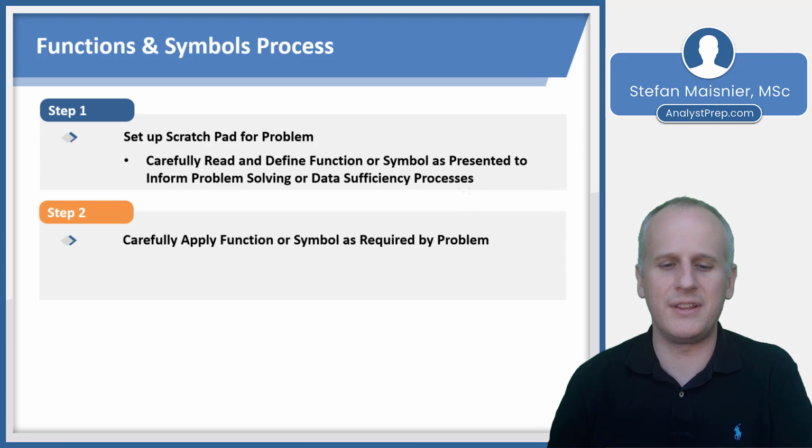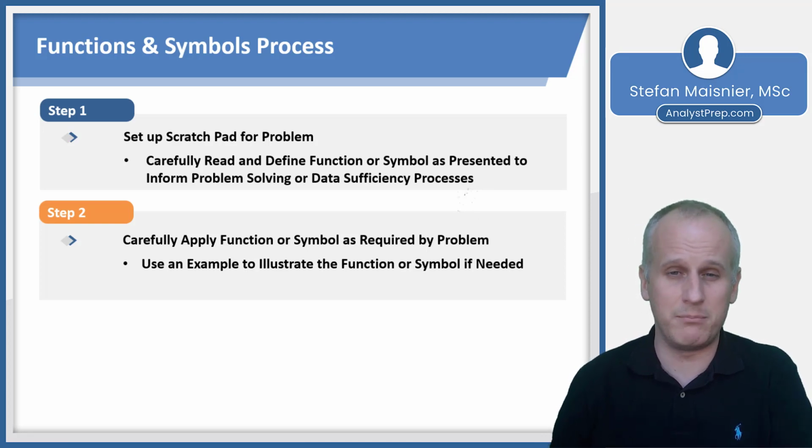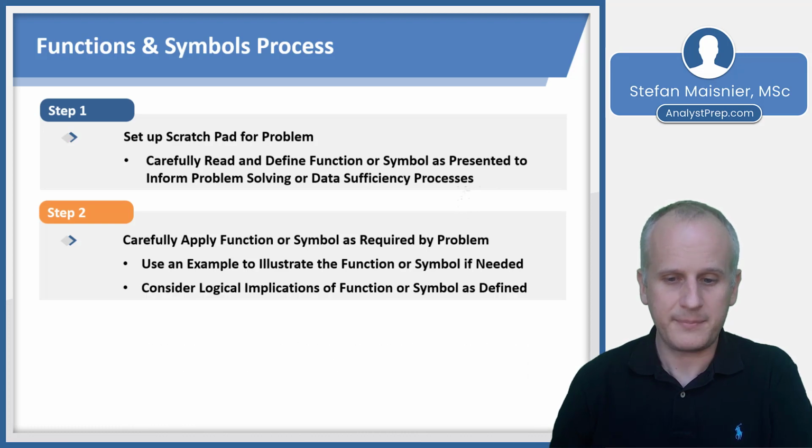Then step 2, carefully apply that function or symbol as required by the problem. You should use an example to illustrate the function or symbol if needed. In the previous case, we probably didn't need to do that. We just started working through the constraints of the problem. But if you have any doubts as to what it means, use an example. And then you have to consider the logical implications of the function or symbol once you define it, of course.